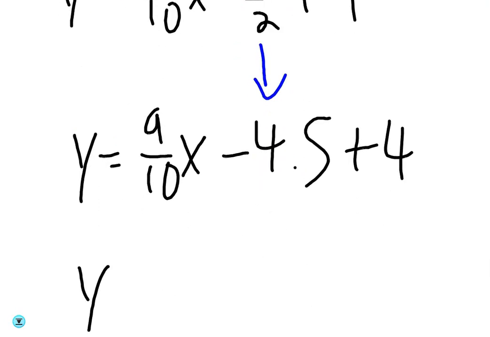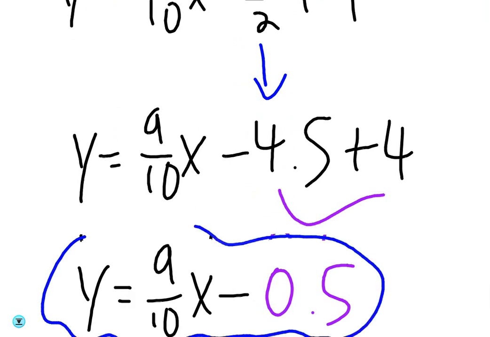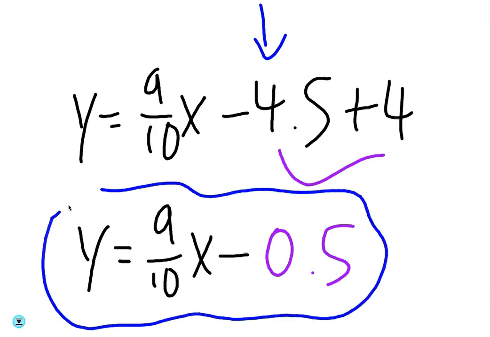Now, be careful when you simplify this. Thank you. It's not negative 8.5. It's negative 4.5 plus 4, which gives you minus 0.5. That is simplified, because we combined those two numbers. You could do minus 1/2, but you don't have to. So this tells you that the slope is 9/10, and the y-intercept is negative 0.5.